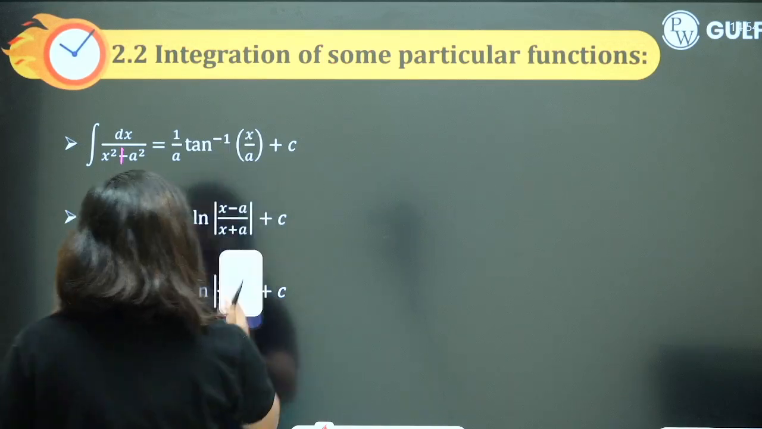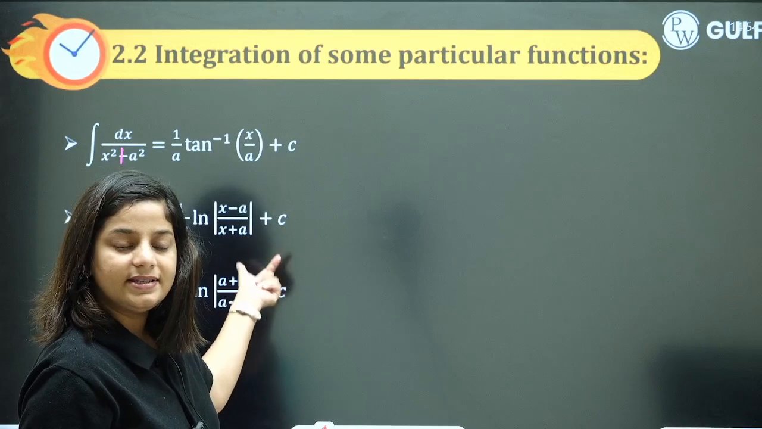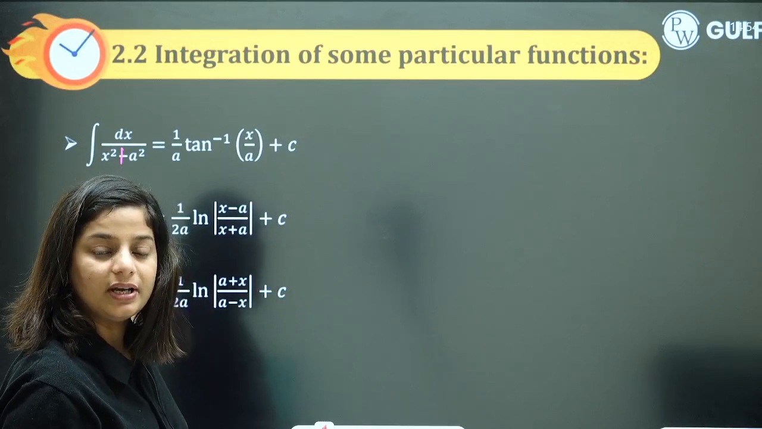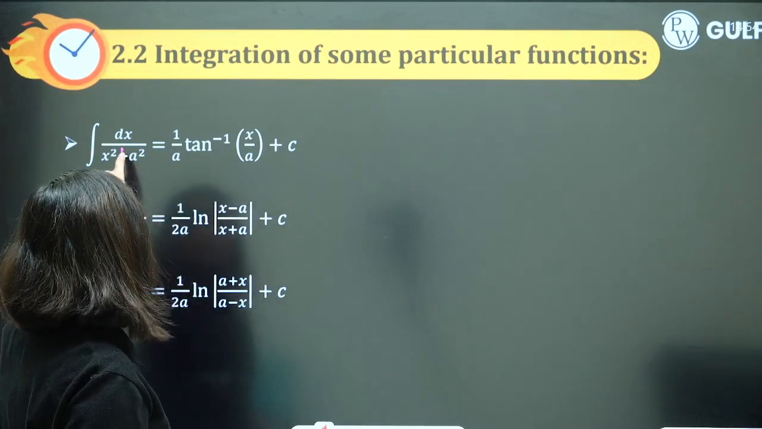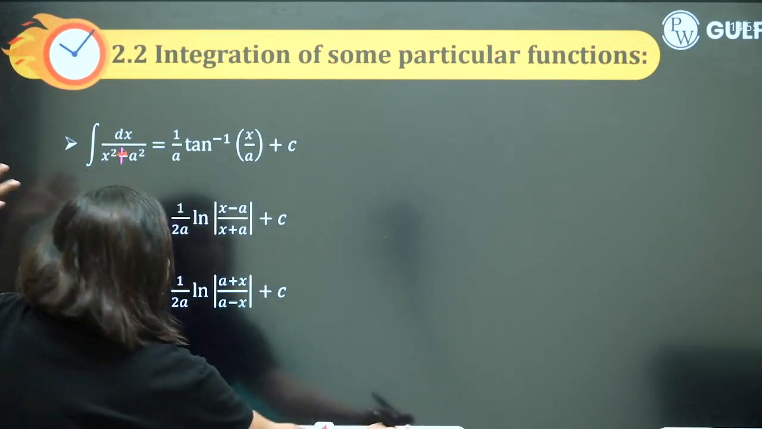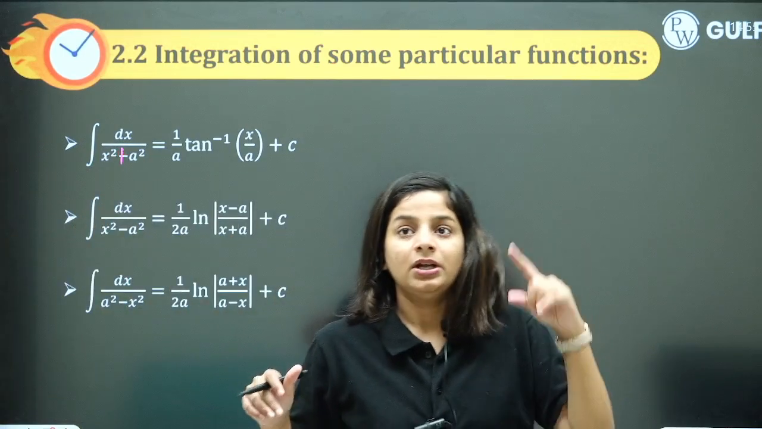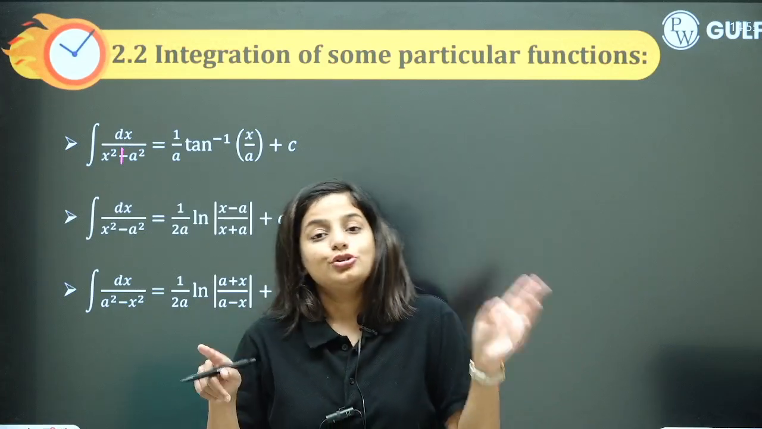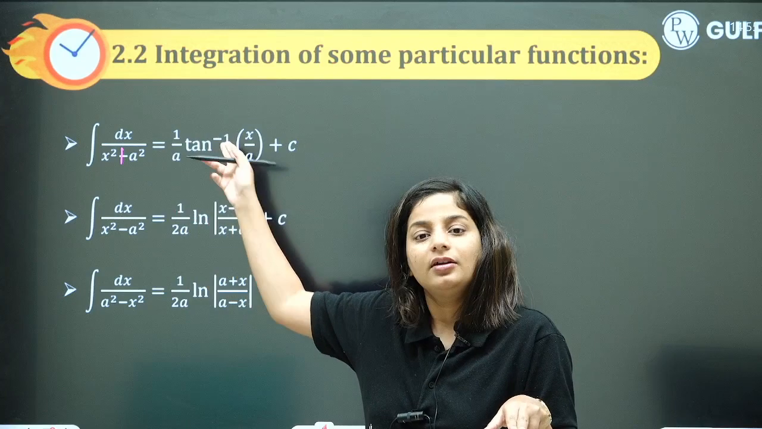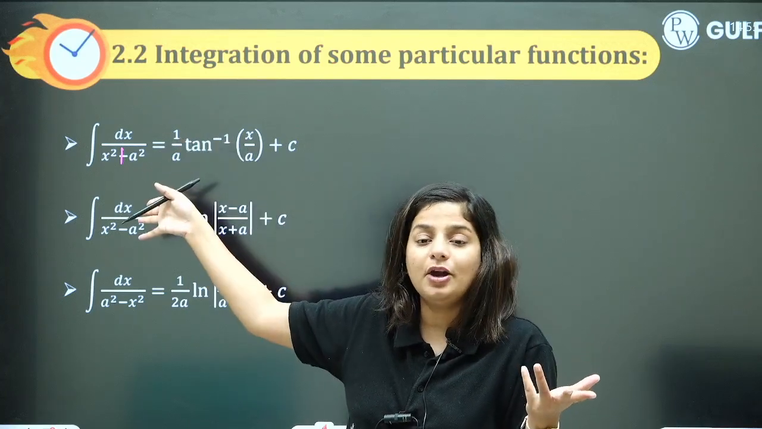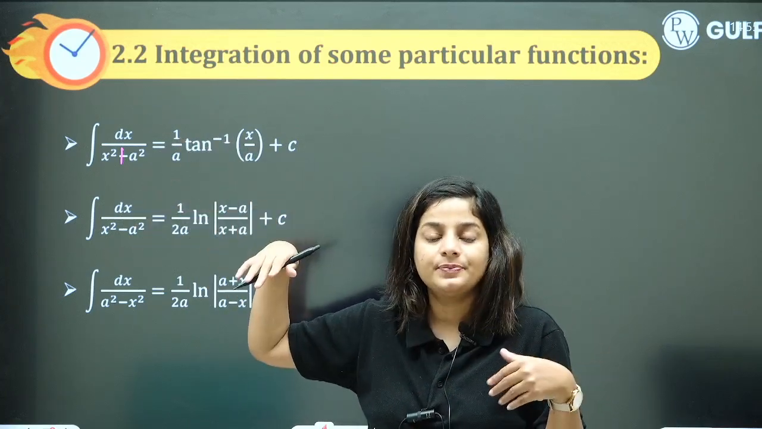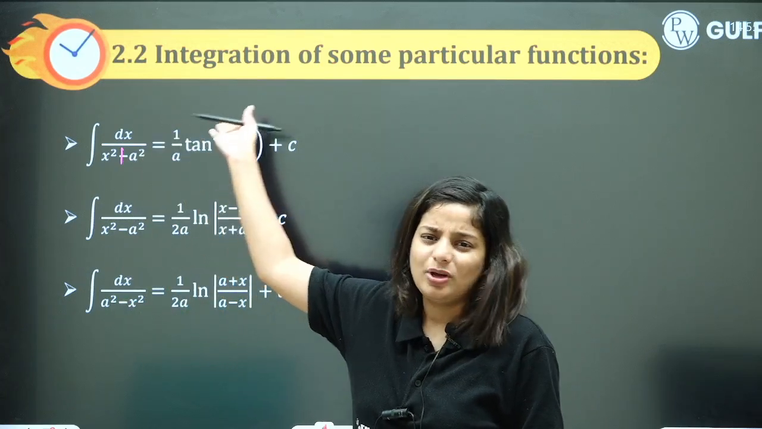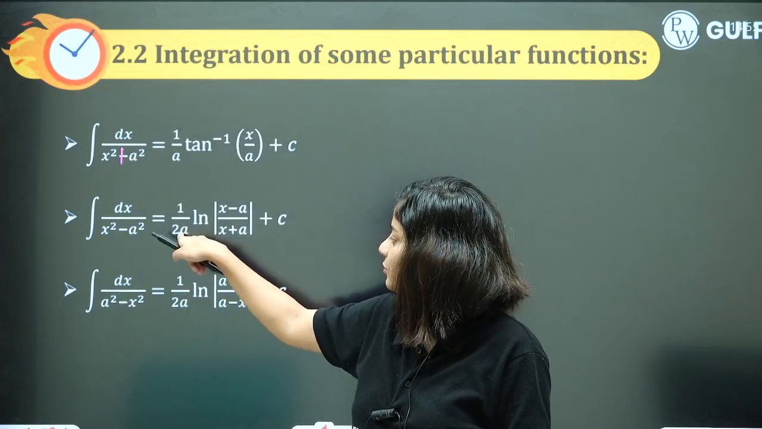1 upon 2a, log mod of x plus a, x minus a, plus minus, minus plus. How to decide? Based on constant. And what about the first formula? Guys, this is the formula which we saw in the 18 formula list. Derivative of tan inverse is 1 upon 1 plus x square. The integral of 1 upon 1 plus x square will be tan inverse. It is a reverse relation, isn't it? So for 1 upon x square plus a square, the only difference is that 1 upon a will come instead of 1 upon 2a.